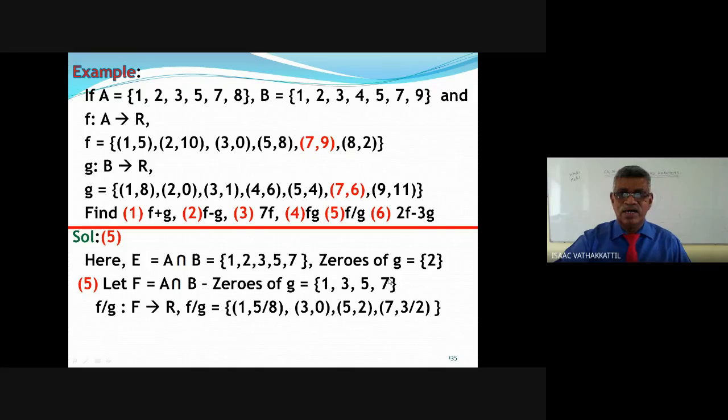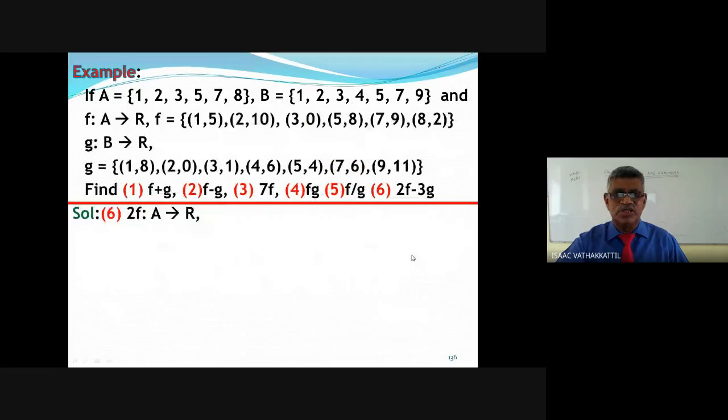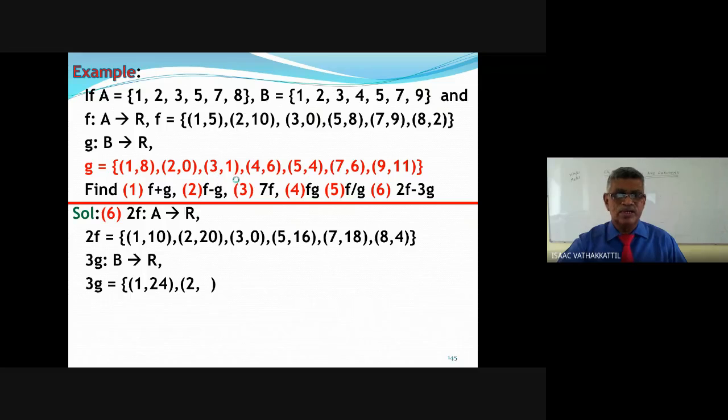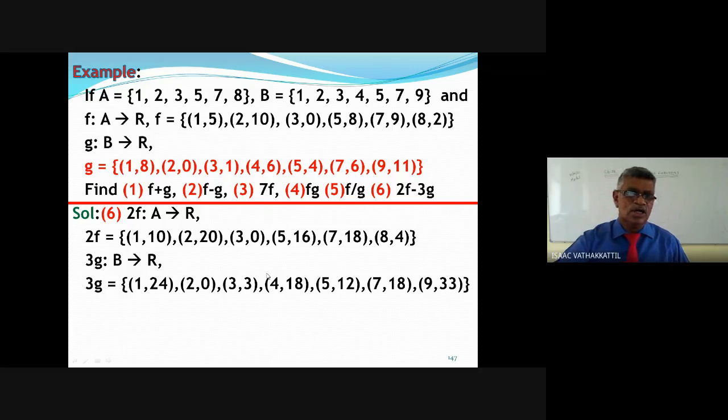Good. What is next? 2f minus 3g. For that, we first need 2f: 1, 10; 2, 20; 3, 0; 5, 16; 7, 18; 8, 4. And 3g: 1, 24; 2, 0; 3, 3; 4, 18; 5, 12; 7, 18; 9, 33. Are you getting along?